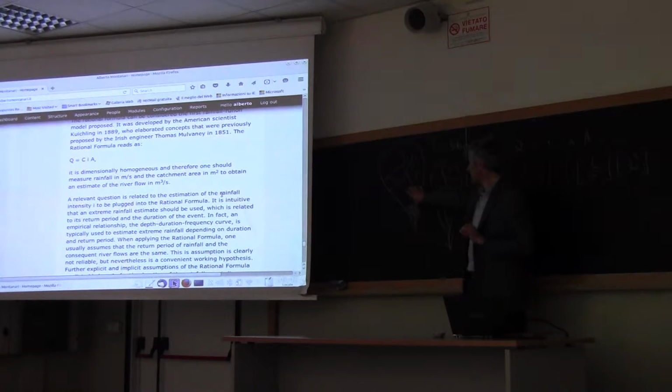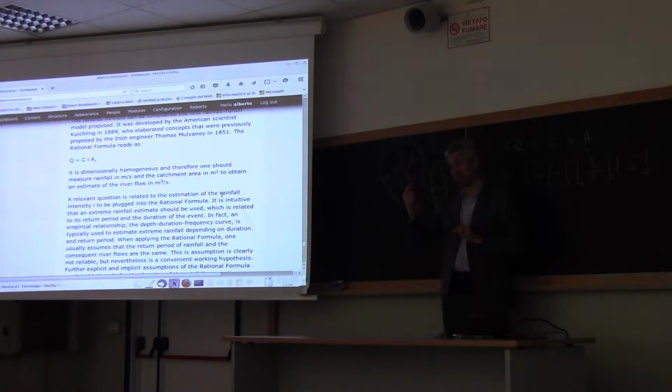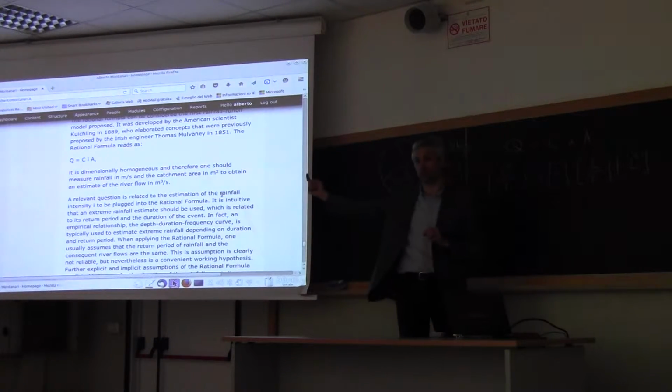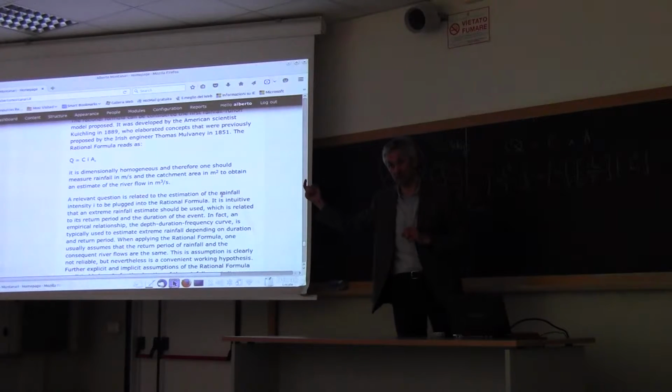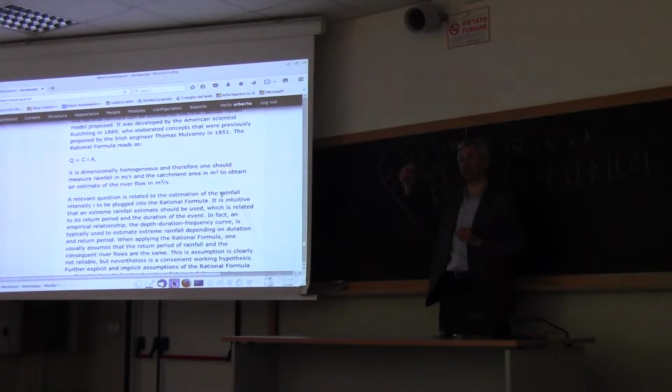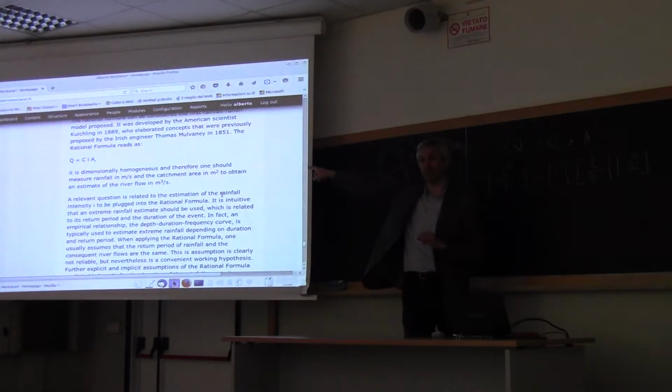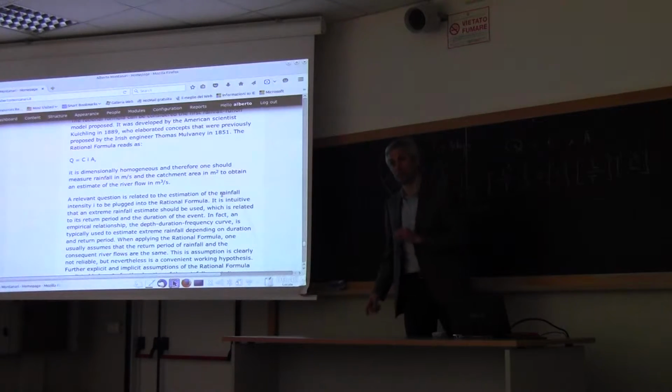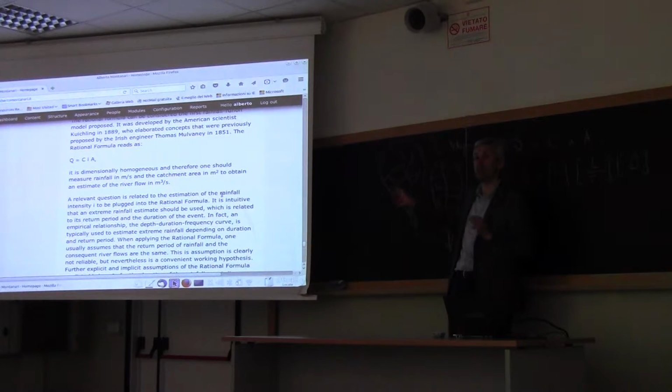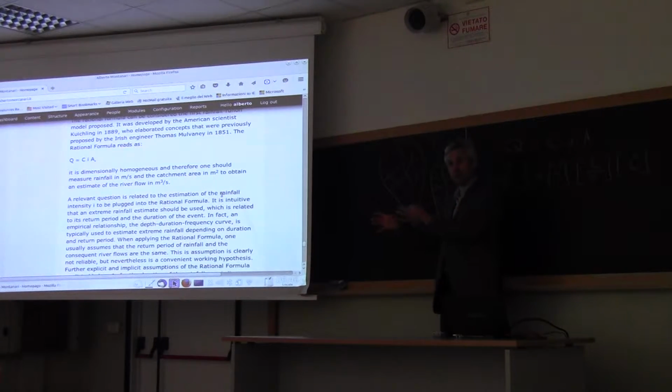So, in this case, if I plug into the rational formula a rainfall intensity of 1 minute, I would get an estimate of the river flow which would be very high, because the rainfall intensity is very high, but it wouldn't be reasonable, because I don't have the contribution from the whole catchment. So in order to take this into account, I should reduce A. Because you see that the contributing area is never A. It's pieces of A at each time.